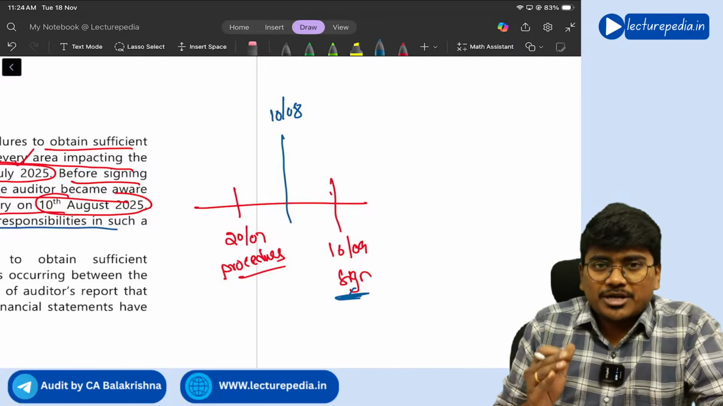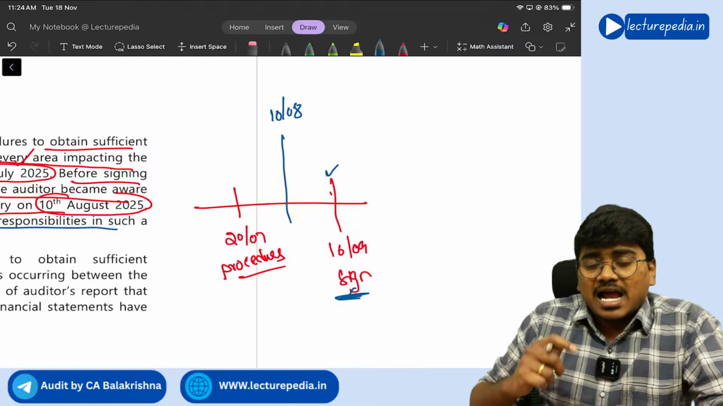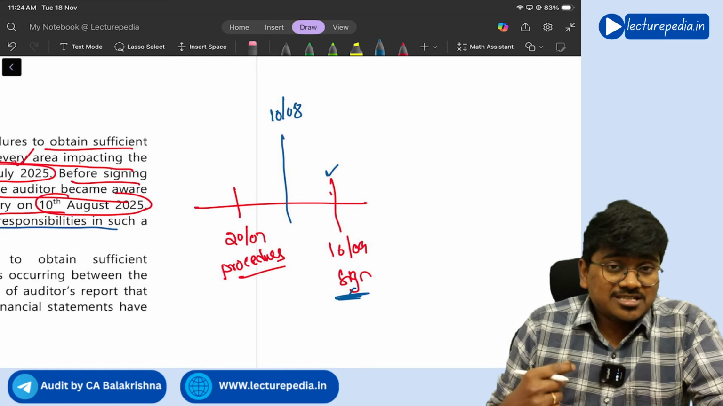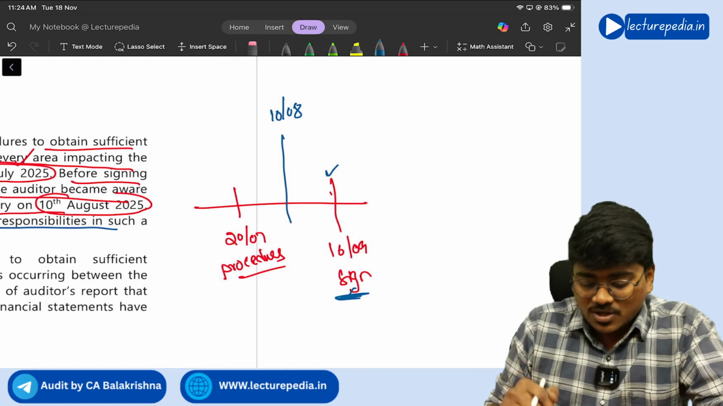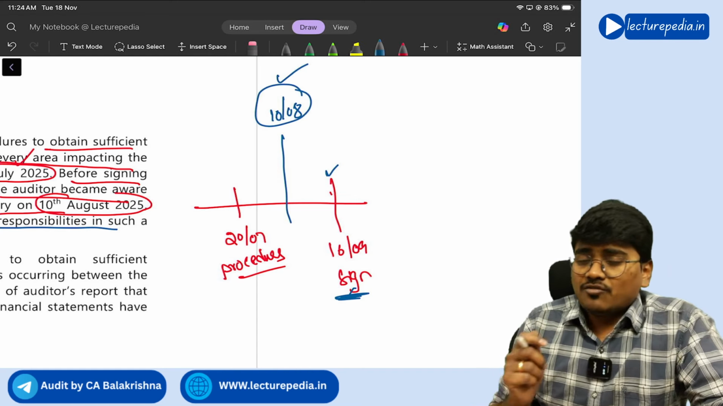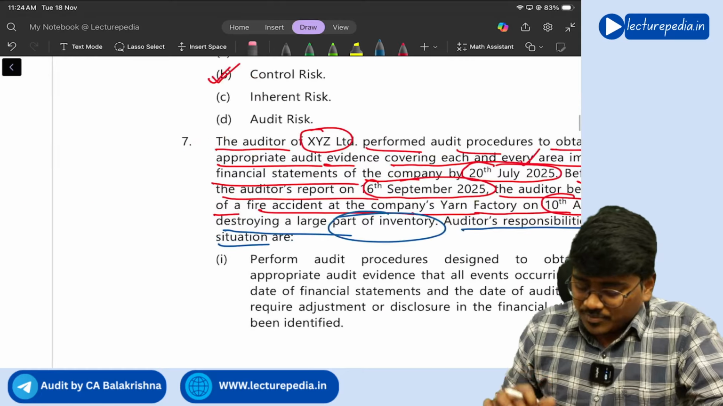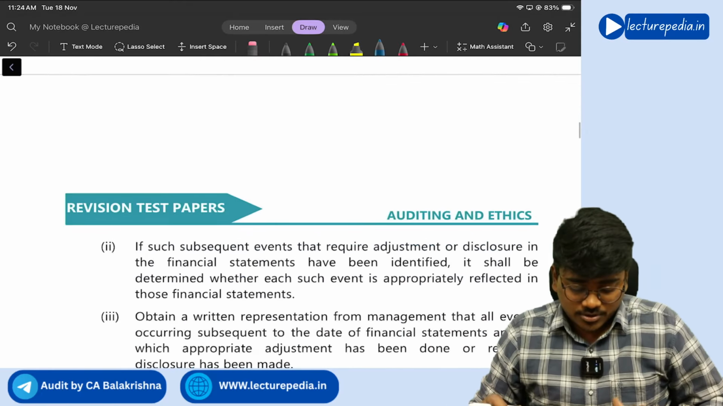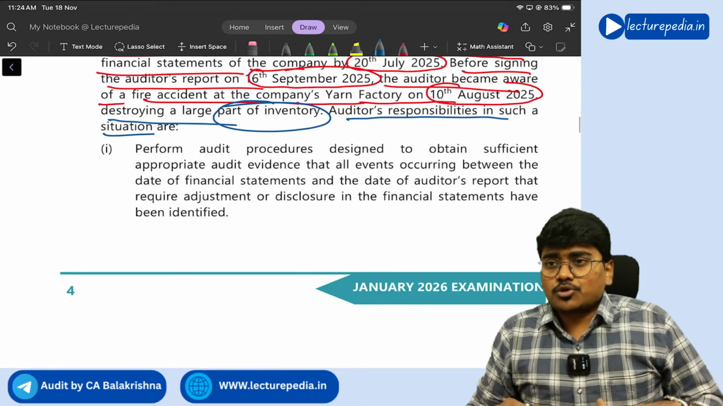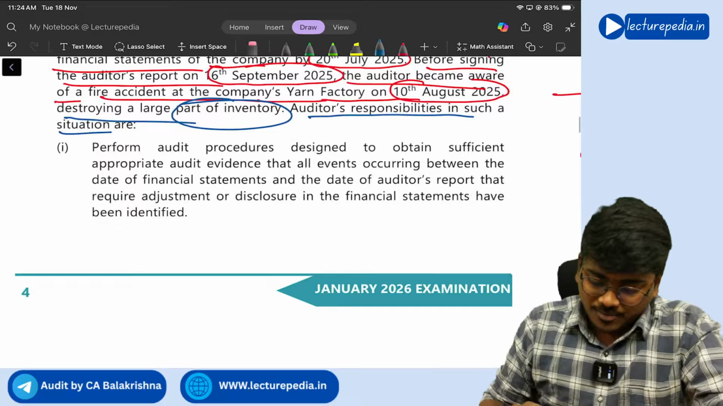Events occurring between the date of the balance sheet and the date of the auditor's report, and facts which become known to the auditor after the date of the auditor's report. This is the definition of subsequent event. So this event of the fire occurring is a subsequent event. With respect to a subsequent event, what procedures does the auditor have to perform? Let us see the options and we'll select the correct option. They have given three procedures, and from the three procedures they are asking which procedure you have to perform. Let us see.